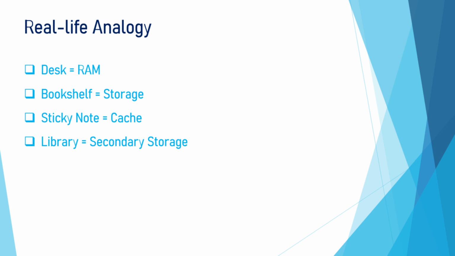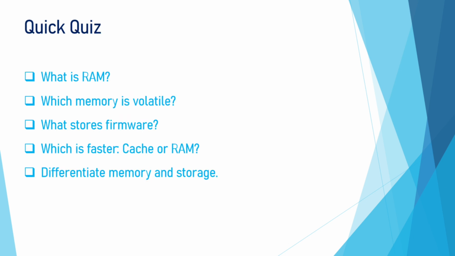Based on this understanding, let's quickly have a quiz. Now let us test our understanding. What does RAM stand for? Which memory is volatile? Which memory stores firmware? Which memory is faster, RAM or cache? How is memory different from storage? Pause the video and try to answer these questions before checking your notes. Just send your answers in the comments.